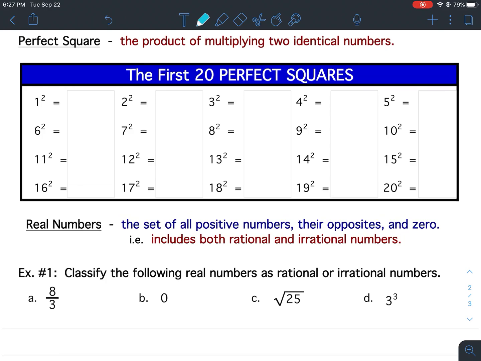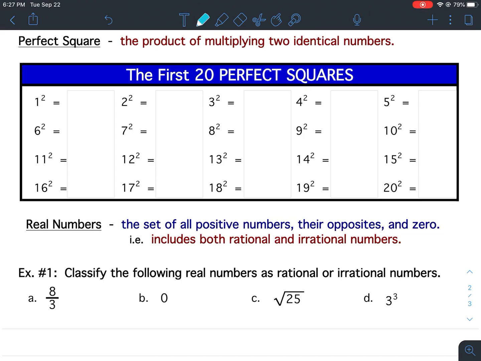What do the numbers 1, 4, 9, 16, 25, 36, 49, 64, 81, 100, 121, 144, and so forth, what do they all have in common? They are all perfect squares. Perfect squares are the product of multiplying two identical numbers. In other words, 1 times 1 gives you 1. So 1 is a perfect square because 1 squared is 1. 4 is a perfect square because 2 times 2, or 2 squared, equals 4, and so forth.